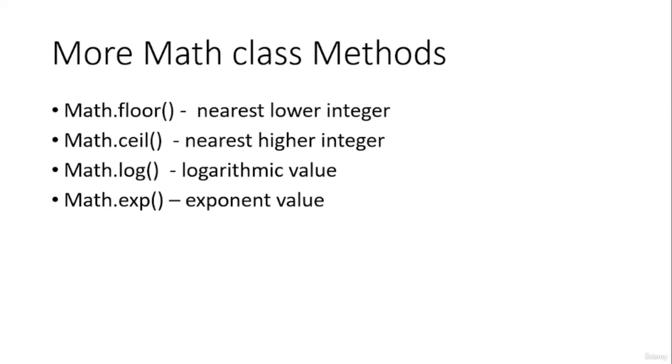The first one is the floor method. The floor method is used if you have a decimal number and you want to find the nearest lower integer value. We will get the floor value. Next thing which you need to understand is ceil. Ceil will be the greatest integer value closest to the particular number.